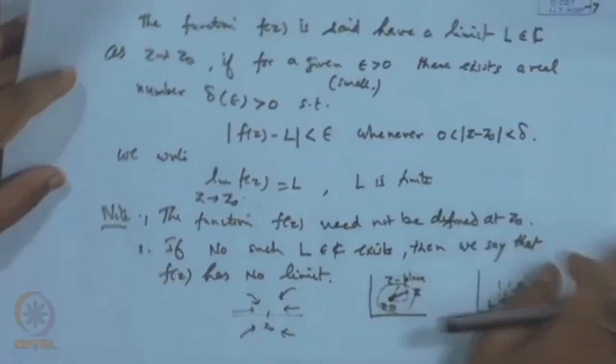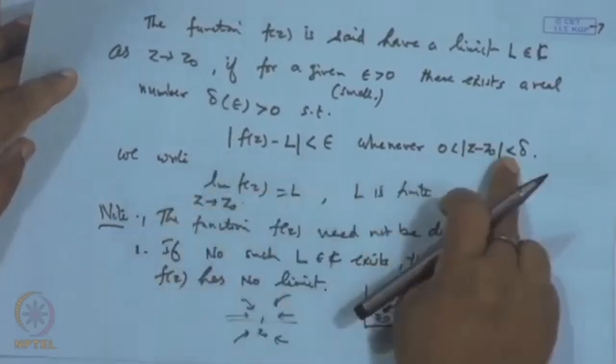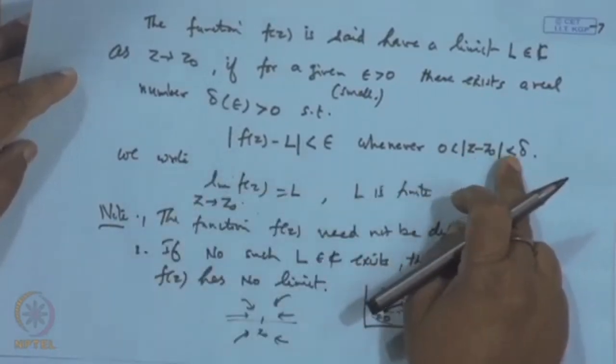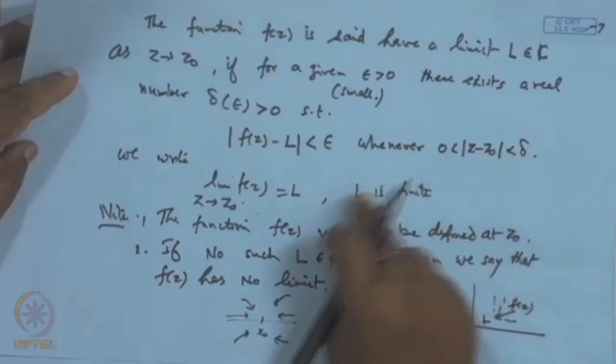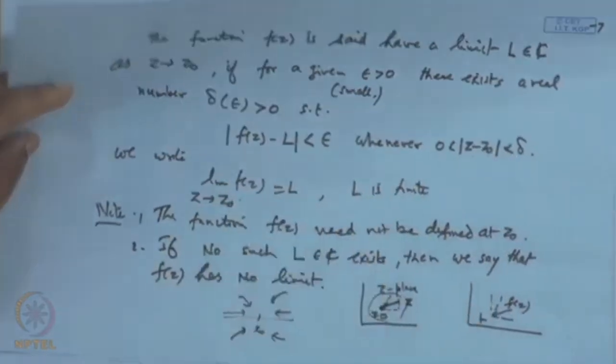But since there are infinitely many paths, how will you test all the paths and find the calculation? So in order to avoid this, we use the epsilon delta definition to confirm whether the limit exists or not. If this condition is satisfied, then it will give the guarantee that whatever the path you choose, the limit will always exist. Okay, let us see the example.